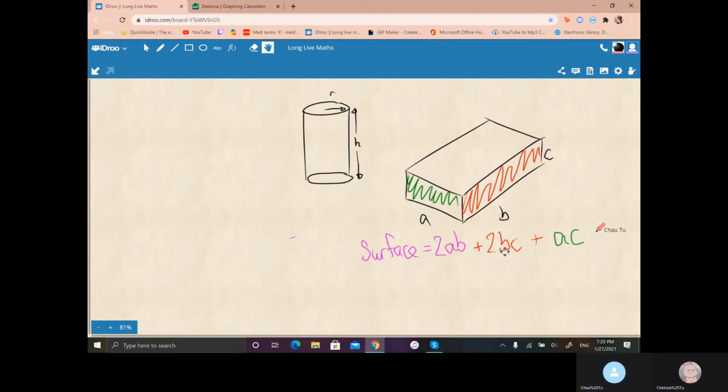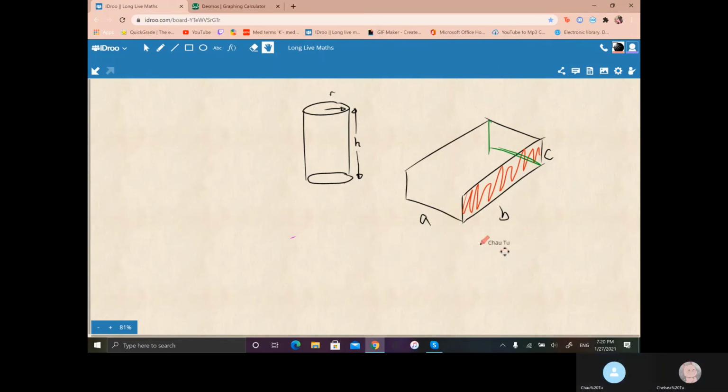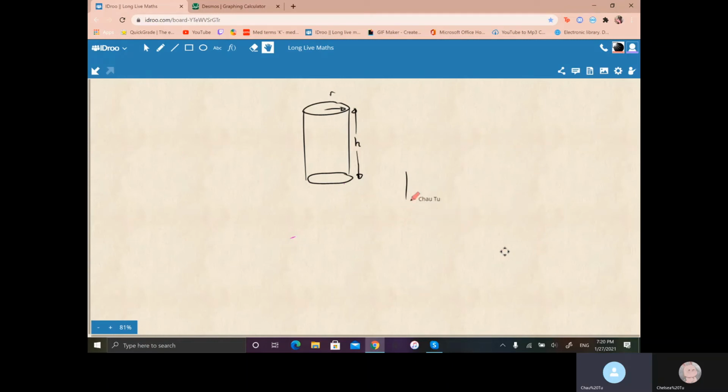Okay. Right. What about the 2AC? So that's your surface area. It's really the area on a surface, isn't it? Yes. Let me give you this then. Hang on. Let me clear this. So the surface area really represents the amount of material you would need in order to build your box.